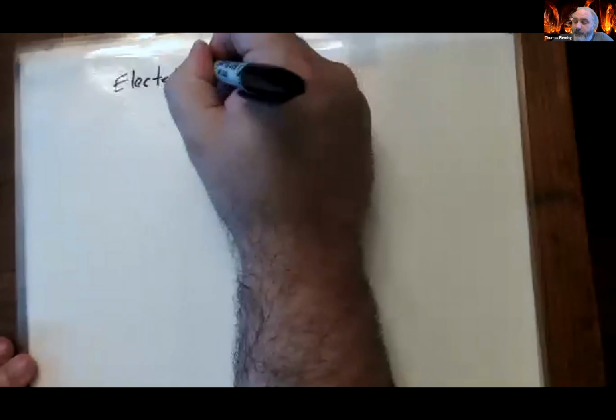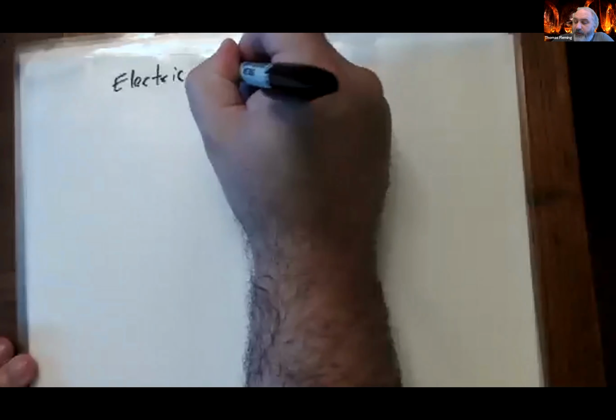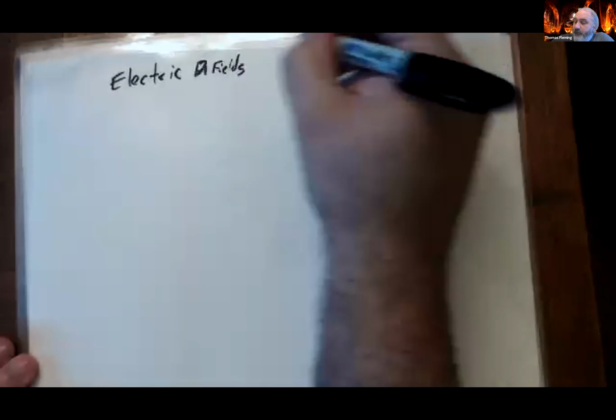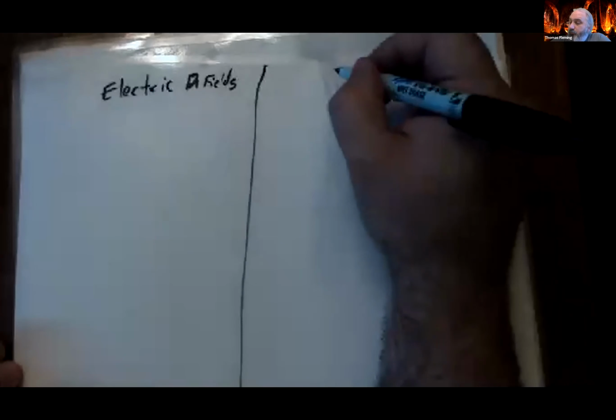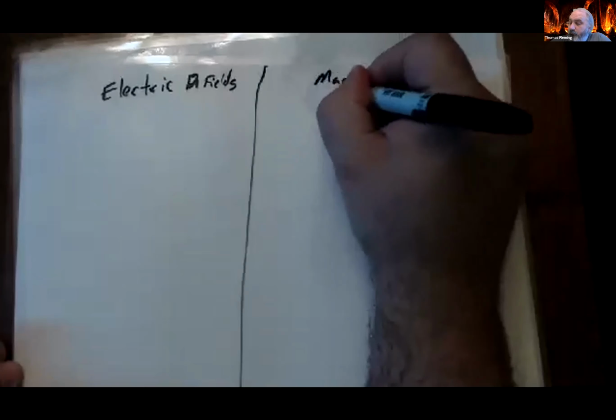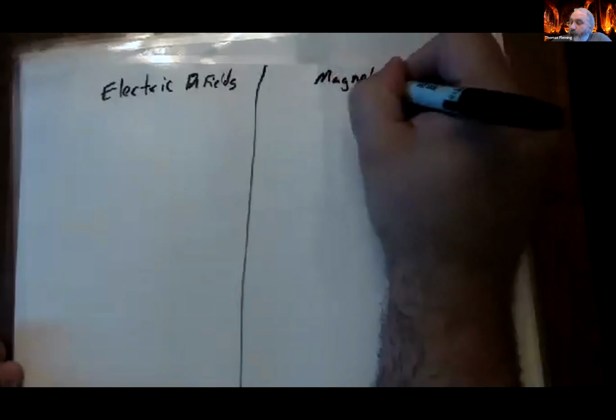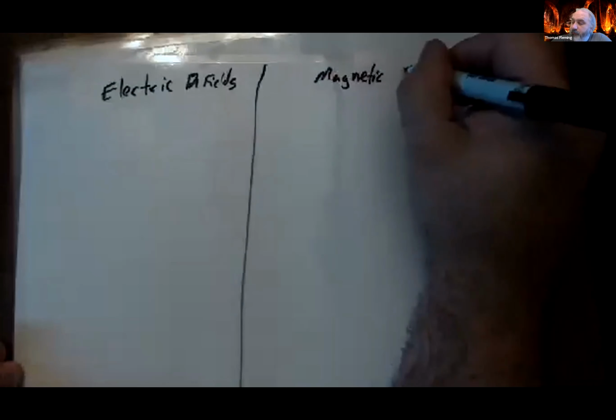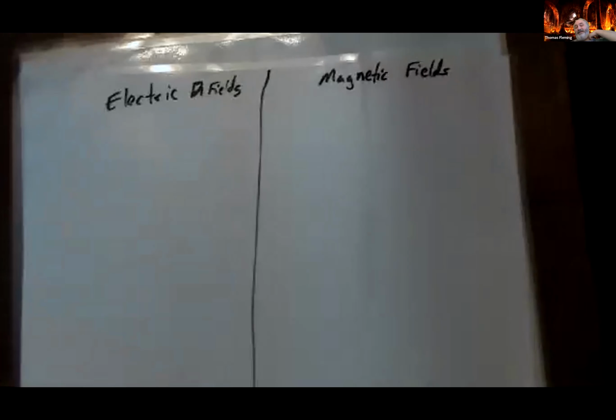So let's start with what we know about electric fields. And then right down the middle, we'll be able to contrast that with magnetic fields.